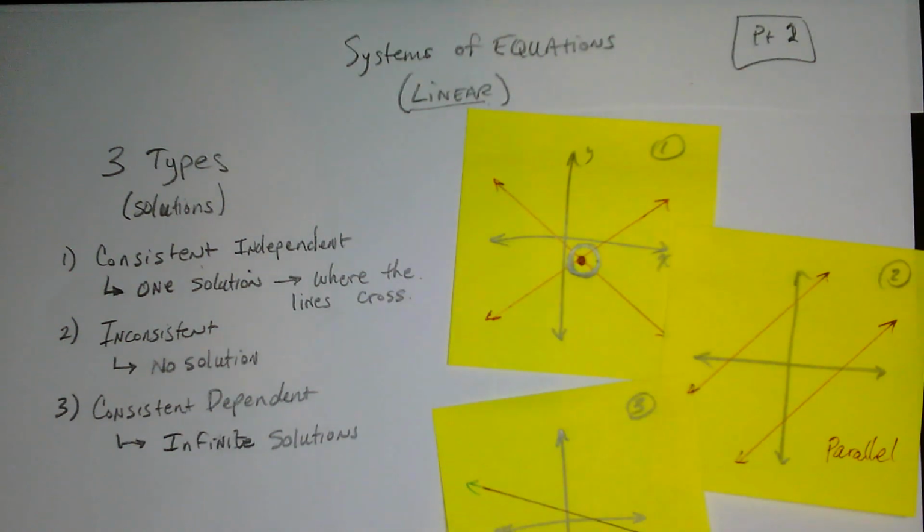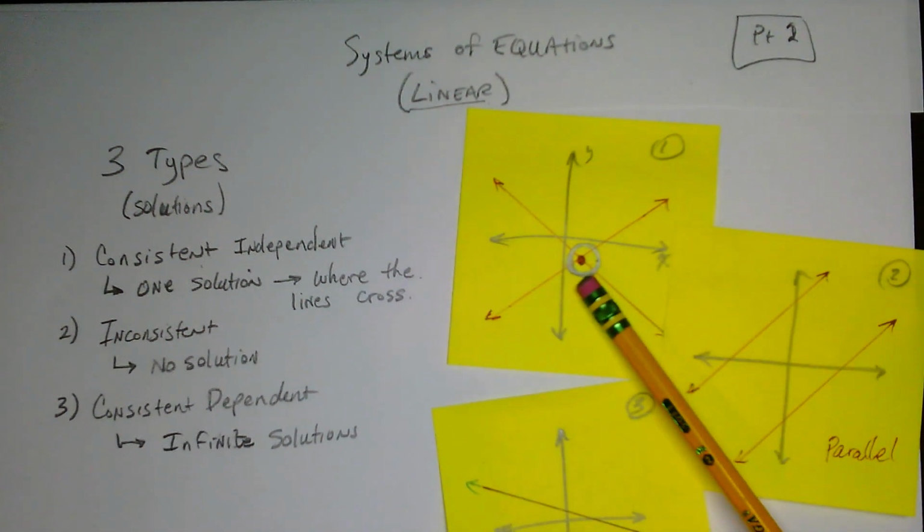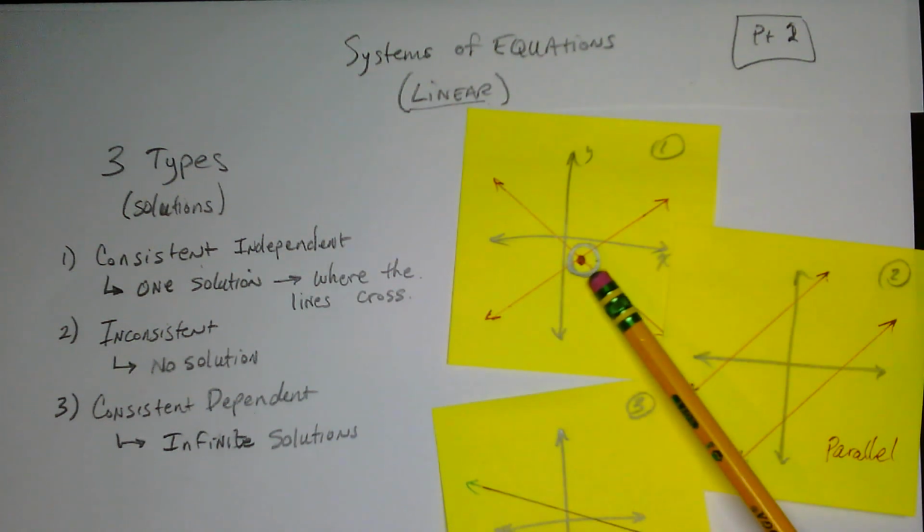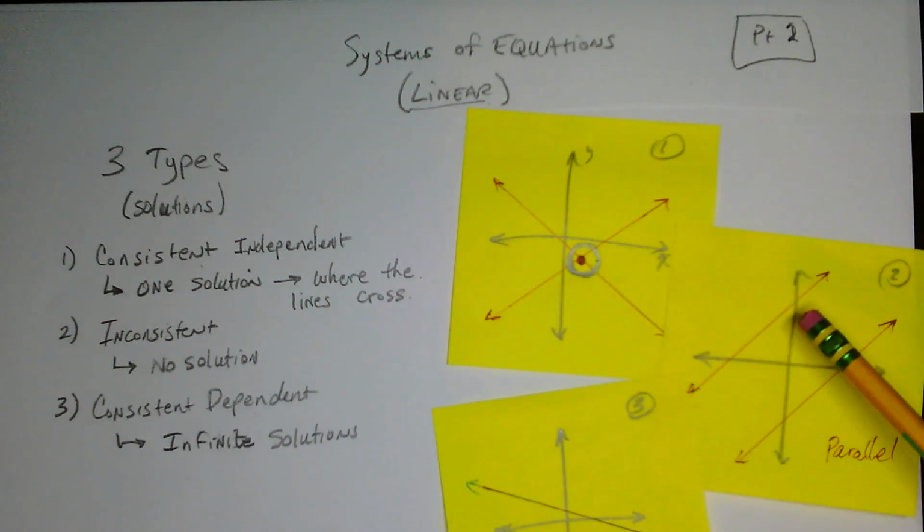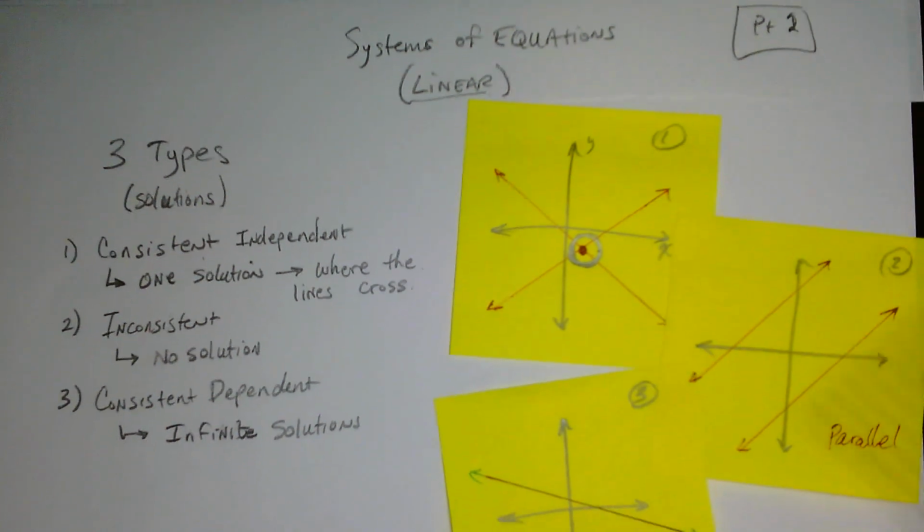All right, let's talk about the different types of systems of equations categorized by their solutions. We've got three types, right? You got the normal type where they just cross. One solution, boom, done, no problem. If you have linear equations, you have a potential for lines that are parallel. If lines are parallel, they never cross. They have no solution. And then we have a third kind, right?